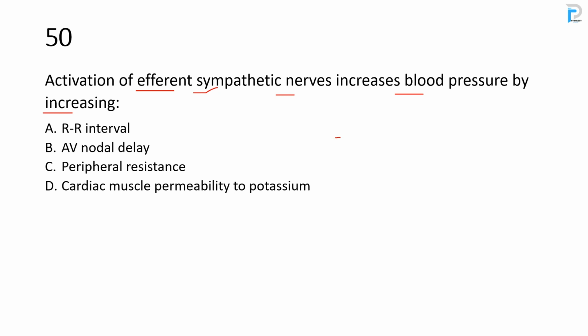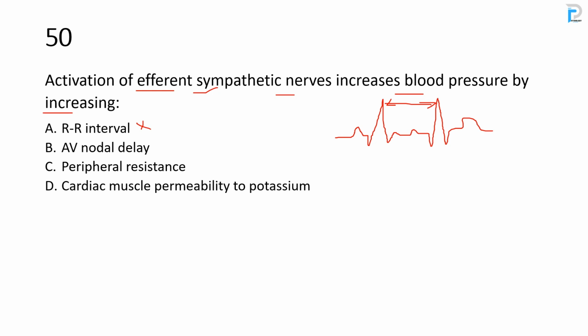The RR interval is in the ECG. We have P, Q, R, S, T, then we have another beat, P, Q, R, S, T. So the RR interval indicates the time between the heartbeats. If the time between heartbeats increases, that actually indicates bradycardia, a decrease in heart rate. And a decrease in heart rate is going to decrease, not increase, blood pressure. Sympathetic actually increases heart rate. So this is a wrong answer.